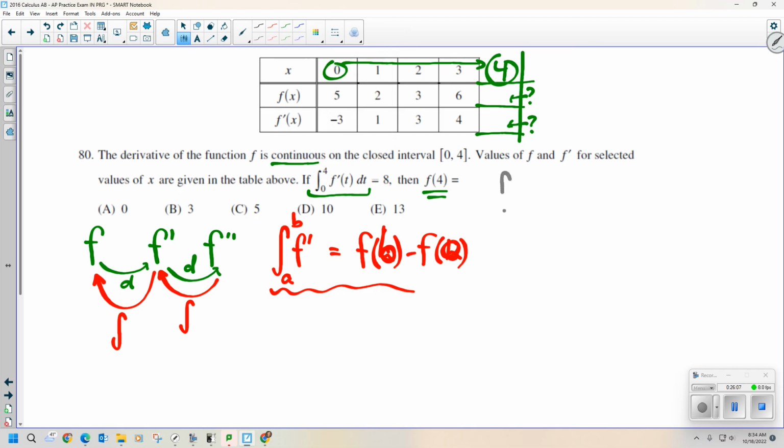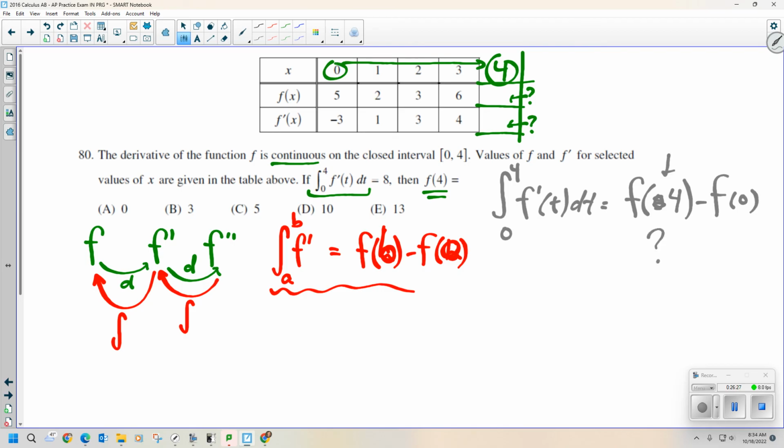If I integrate from 0 to 4 f prime of t dt, I'm going to get the original function f from the upper bound minus the lower bound. They want us to figure out what this is. That's our question mark. Minus, what's f of 0? f of 0 is 5. When x is 0, f of 0 is 5. The million-dollar question is that.